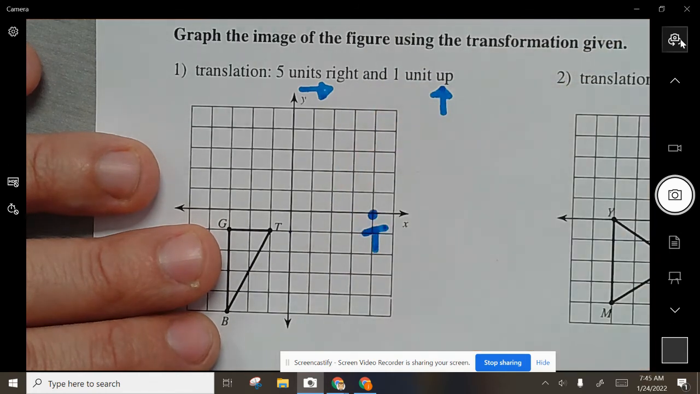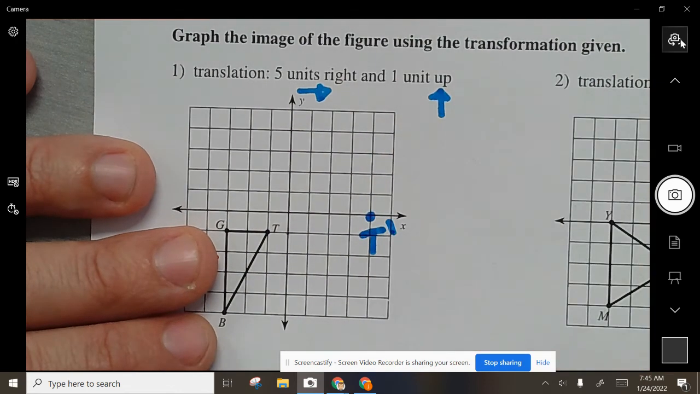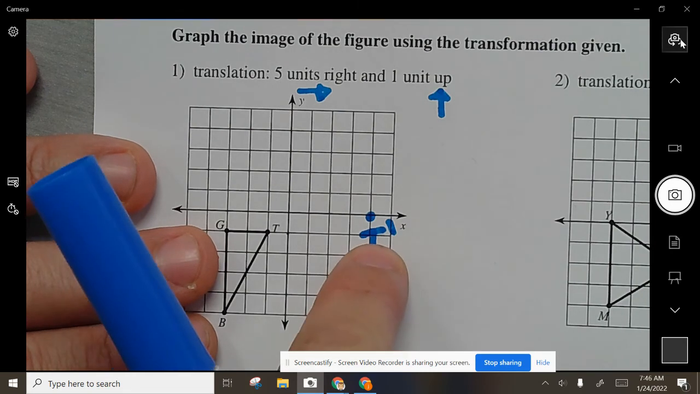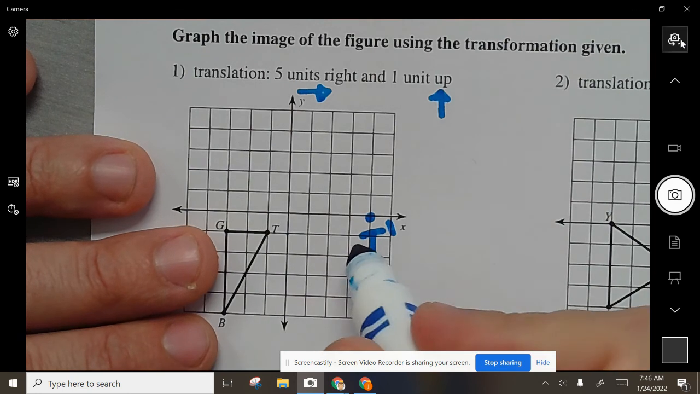But I can't call it T because that's already called T. In these kinds of transformations, you put T prime, you put a little apostrophe there. That's not an exponent. It's like a little apostrophe, like on your keyboard. All right. That's called T prime, the word prime.